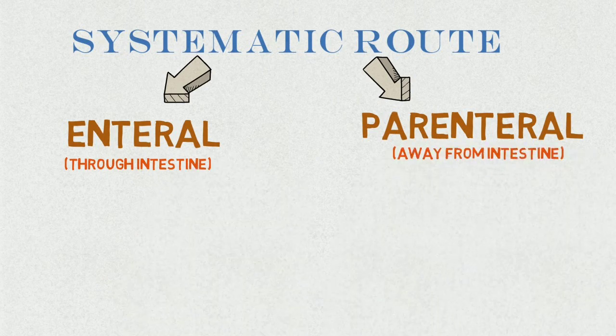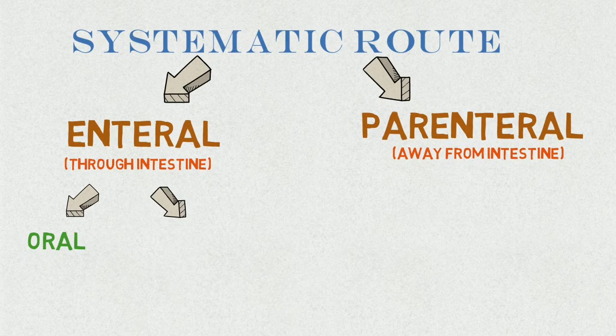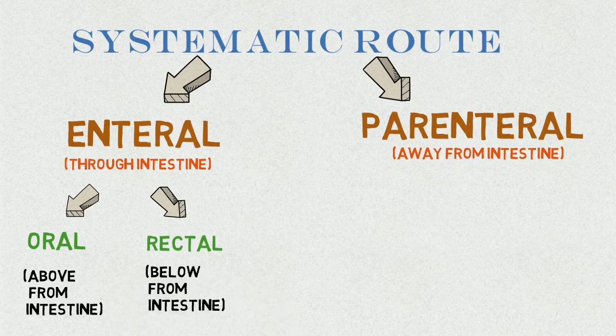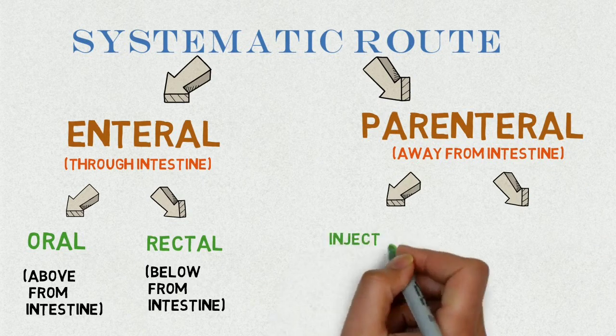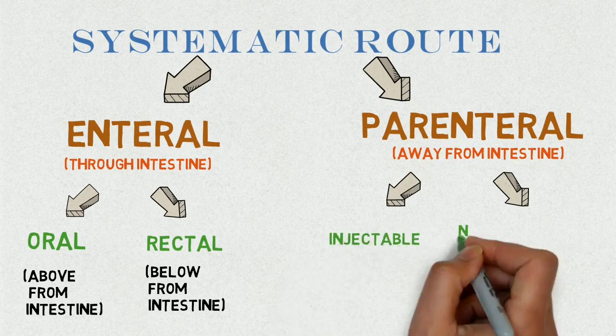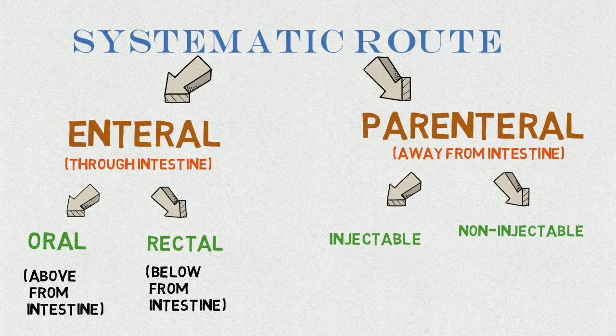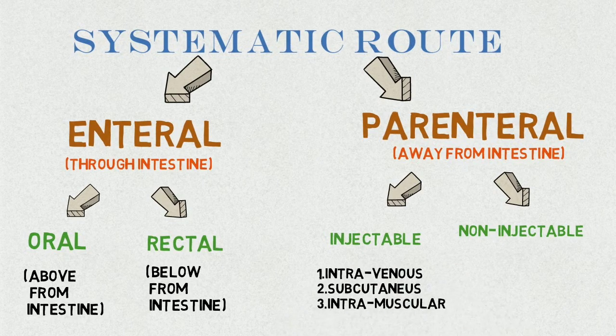Now, enteral is again divided into two classes, that is oral and rectal. Oral is above the intestine, and rectal is below the intestine. Now, parenteral is also divided into two classes, that is injectables and non-injectables. Injectables have three classes: intravenous, subcutaneous and intramuscular. Non-injectables also have three classes: sublingual, nasal and inhalational.